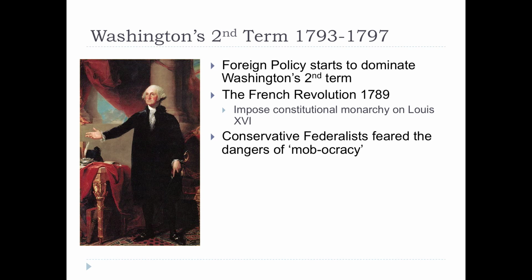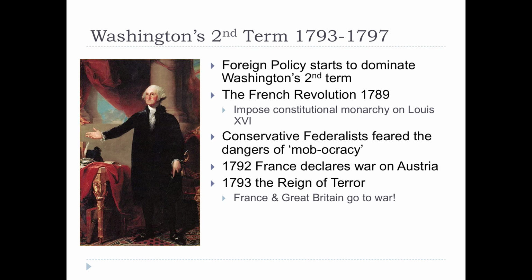The conservative Federalists never liked the French Revolution. Again, they saw this as a mobocracy. It's Jeffersonian Republicans who at first really appreciate the French Revolution because they saw it as an extension of the American Revolution. But eventually it gets way out of control. The Reign of Terror happens. In 1792, France declares war on Austria. Now there's war all over Europe. In 1793, the Reign of Terror begins, where they start to cut off heads by the thousands with the guillotine. And France and Great Britain go to war. And this is going to be an ongoing war all the way through 1815 with the eventual deposing of Napoleon.